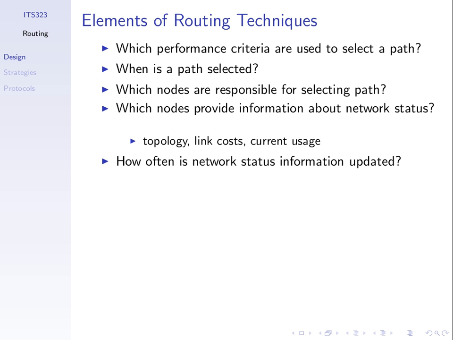Who selects the path? We'll not go through that now. We'll see an example later with that one. Which nodes provide information about the network status? Coming back to our traffic example, we needed to know something about the traffic. Who provides that information? That's important. In a communications network, that information is about the topology, the cost of the links, and the current usage of links. So who provides that information is important, because it will impact how up-to-date the information is and how much overhead is involved in providing that information.